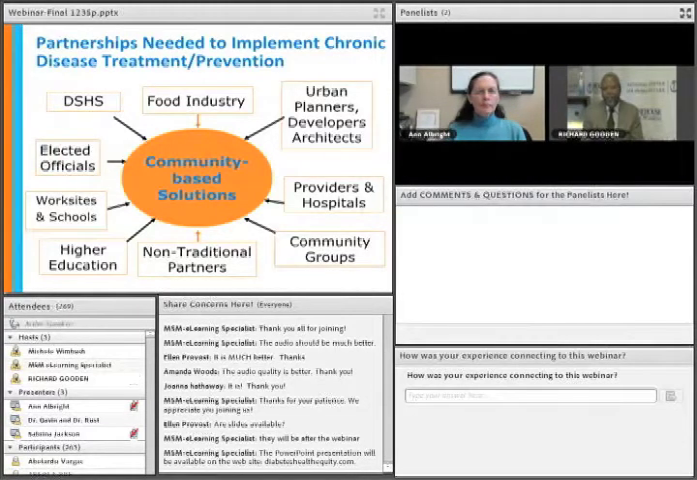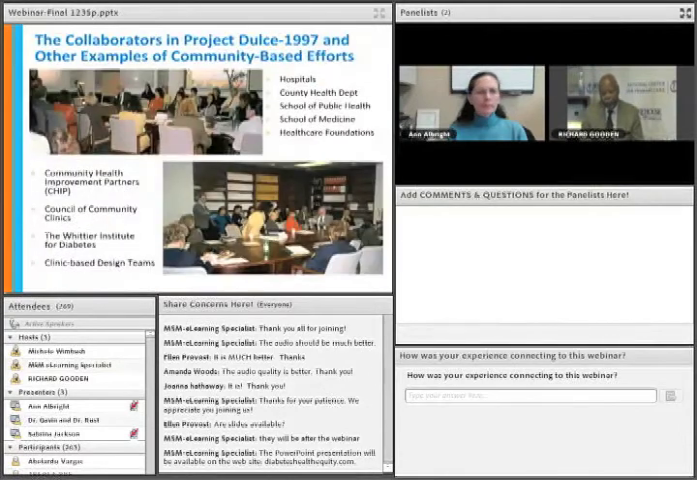Now, does it work if we are able to pull these partnerships together? The next slide shows what has happened in a project in San Diego County called Project Dolce. Dolce, of course, is a Spanish word for sweet. This looks at community-based efforts where hospitals, county health department, the School of Public Health at the university, the School of Medicine, and local healthcare foundations, elements that are present in many communities, including our own here in Atlanta, combine forces with community health partners, community health improvement partners, the Council of Community Clinics, the Whittier Institute for Diabetes, and they use a series of clinic-based design teams.